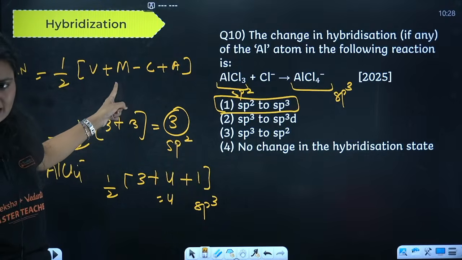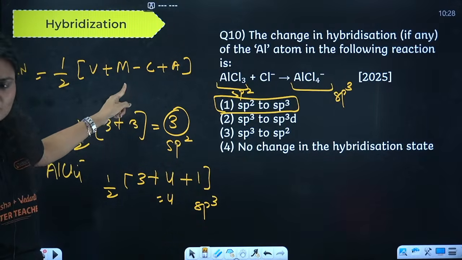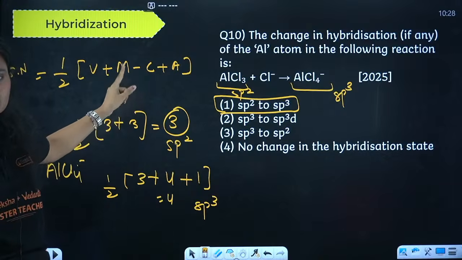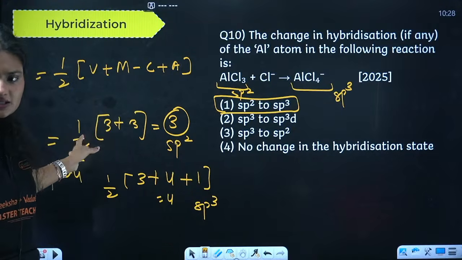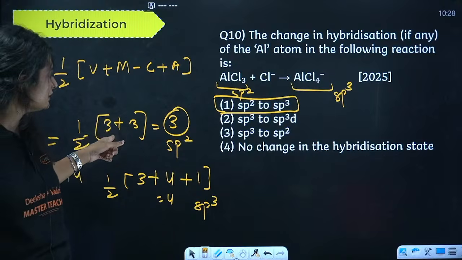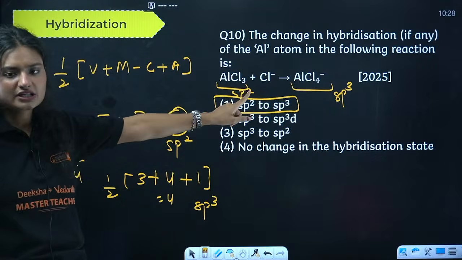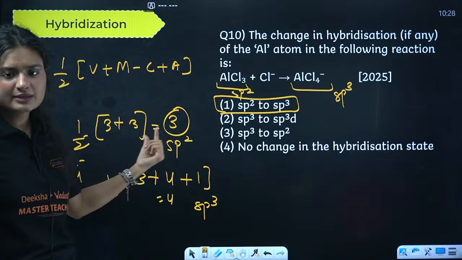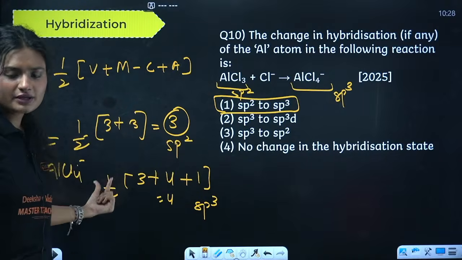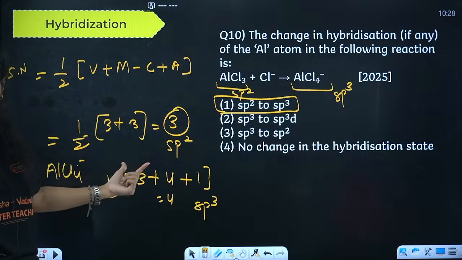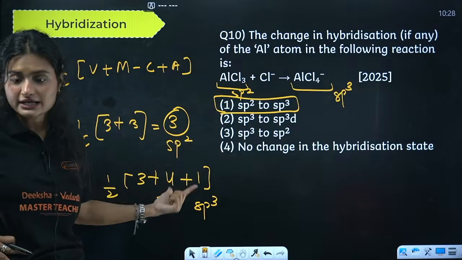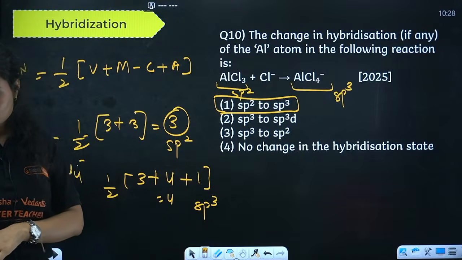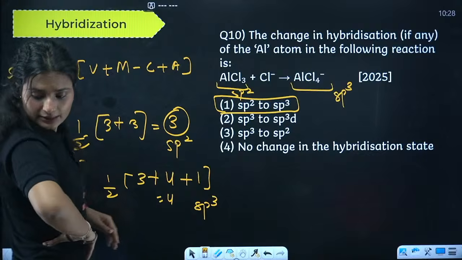Half of the number of valence electrons on that atom plus the number of monovalent atoms connected to that atom, minus the cation charge plus the anion charge. In this case, the number of valence electrons on aluminum is 3, and 3 monovalent atoms are connected to it. So the hybridization came out to be sp2. For AlCl4 negative, half of 3 plus 4 plus 1, which means 4, and the hybridization is sp3. Yes, the correct answer is option A.